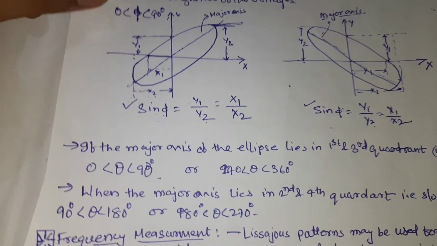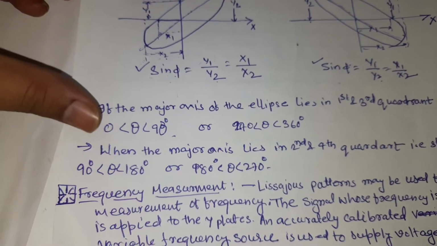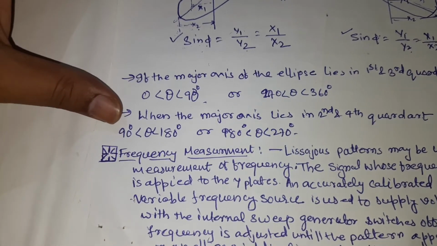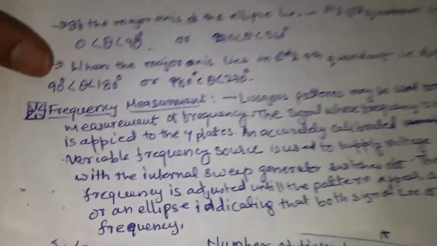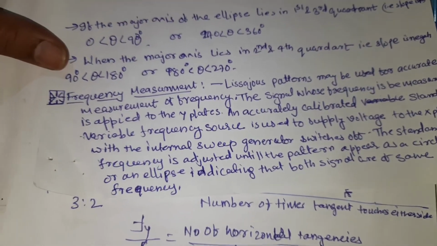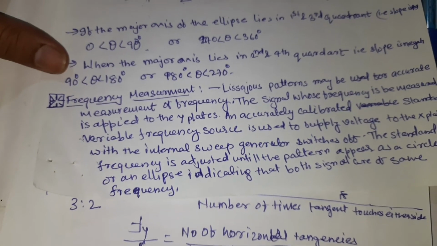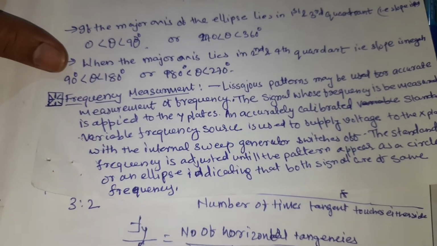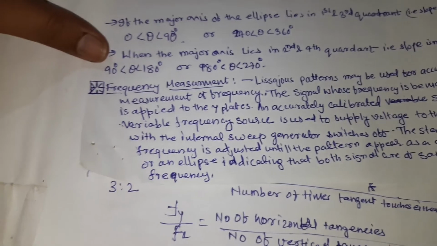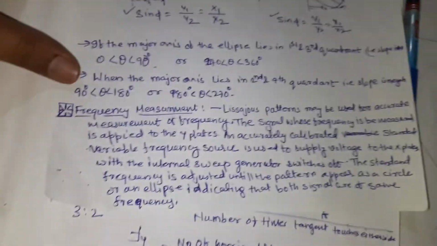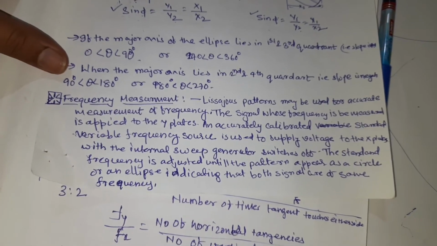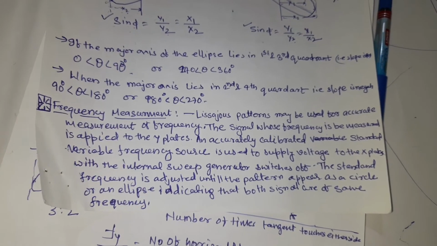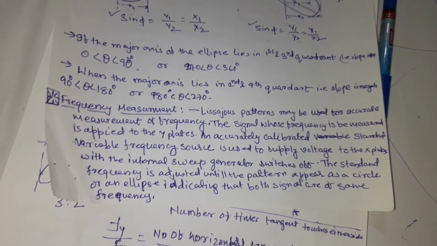Next, how can you measure the frequency of any unknown sinusoidal signal using the CRO. For frequency measurement, the Lissajous pattern may be used for accurate measurement of frequency. The signal whose frequency is to be measured is applied across the Y plate, and an accurately calibrated standard variable frequency source is used to supply along the x-axis. That means for the measurement of frequency, a signal having unknown frequency is applied across the y-axis, and a standard variable signal is applied to the x plate.